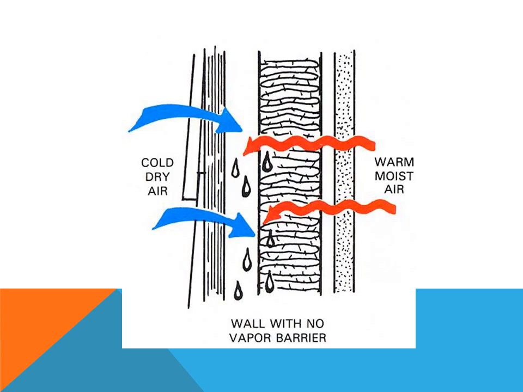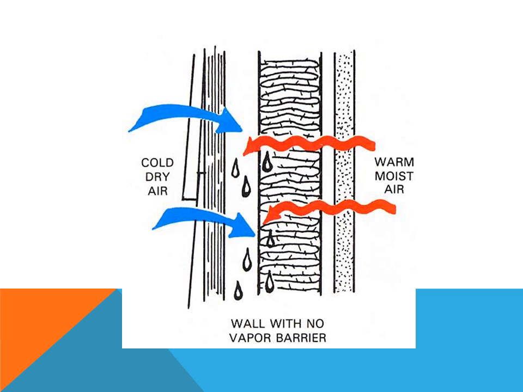One thing we need to have is a vapor barrier. Without a vapor barrier, moisture can leak from indoors or outdoors through the walls, and then if the insulation becomes saturated with moisture, it becomes useless. So a vapor barrier is always needed.